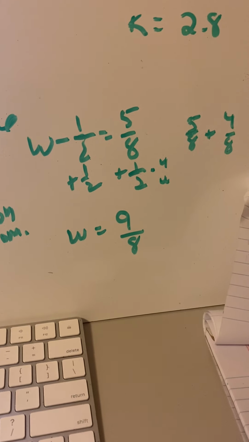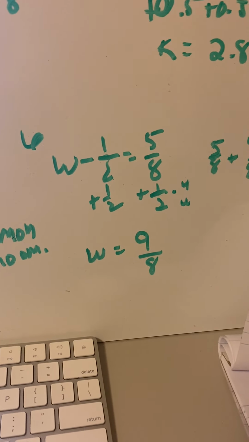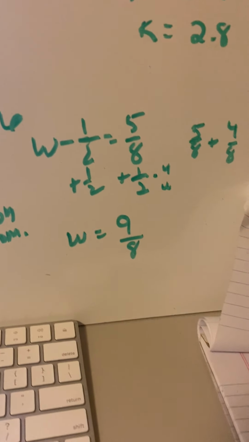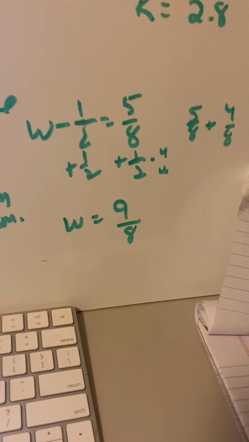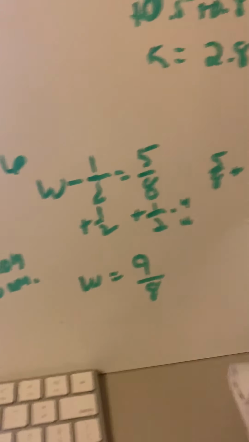9/8 for your answer. You could take that back up and test it and put it back up into the problem. It would end up being 9/8 minus 1/2, which you still have to find common denominator. It would be 9/8 minus 4/8, which is 5/8. So it does work out nice and neat.